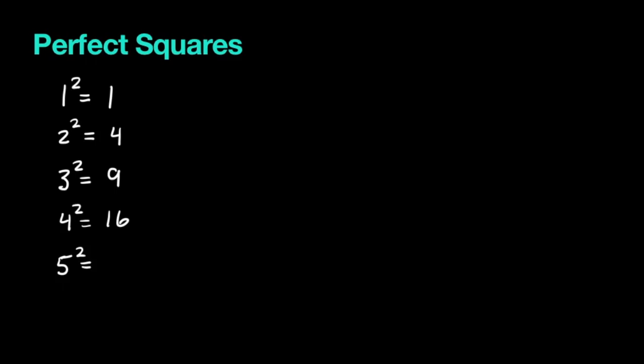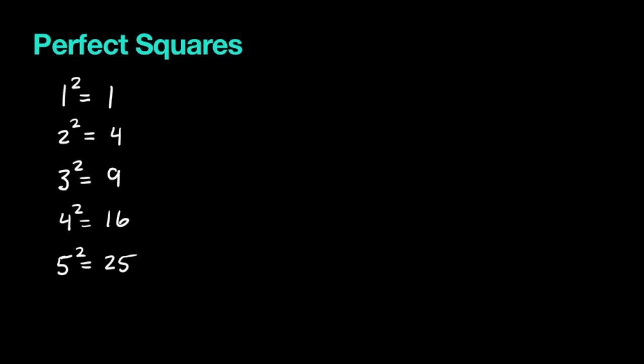We're going to start with the basics. So 1 to the second power. So 1 times 1 gives you 1. 2 to the second power. So 2 times 2 gives you 4. 3 to the second power gives you 9. 4 to the second power gives you 16. And 5 to the second power gives you 25. So those are the first 5, but those are not the only ones you're going to need.